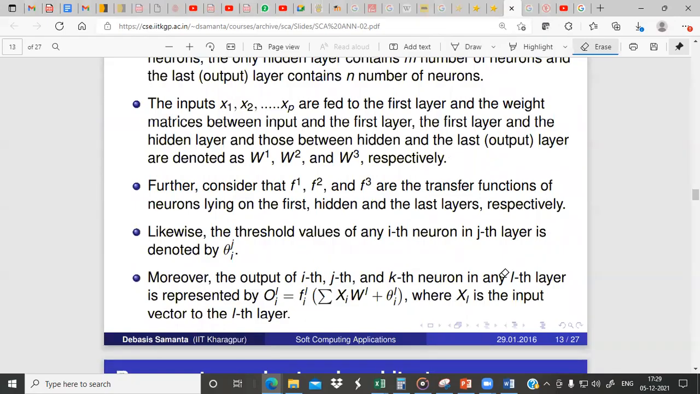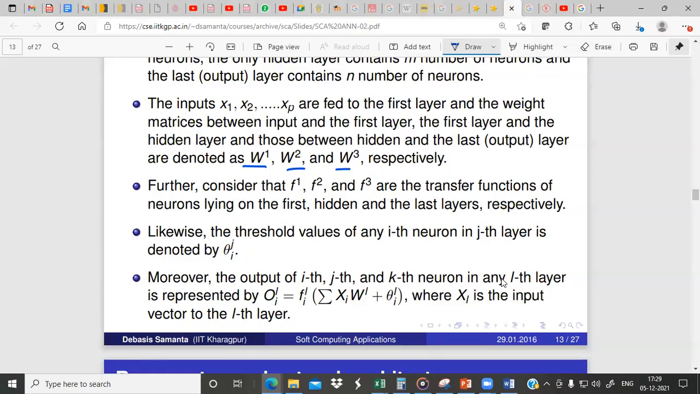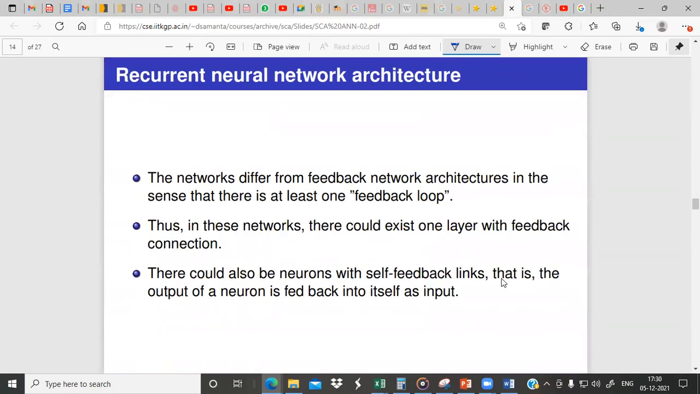There are basically three weights, W1, W2, and W3. There is a weight between the input and the first layer, a weight between the first and the hidden layer, and a weight between the hidden layer and the last layer. The output of the ith, jth, and kth neuron in any Lth layer is represented as XI plus theta I. Basically it's the same equation, there is not much difference.